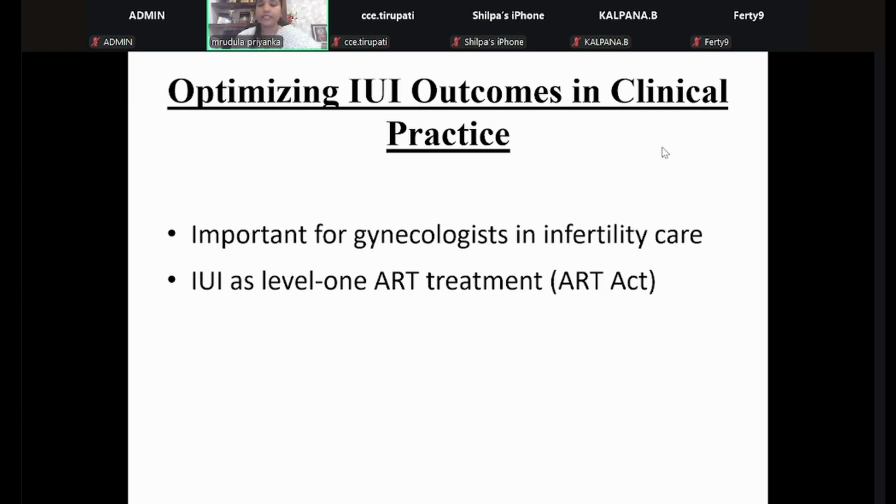Then, optimizing IUI outcomes in clinical practice. This is very important for gynecologists in infertility care, because in your OPD you'll be seeing a lot of patients with PCO, with unexplained infertility, for whom the basic or first line treatment will be ovulation induction, and later on IUI is the next step of treatment. So it is a level 1 ART treatment.